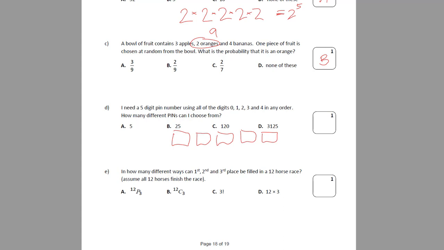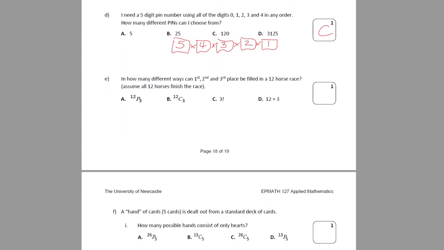How many different pins can I choose from? Well, how many different first digits could I have? Any of these 5. Since I can't repeat, I've only got 4 left for the second digit, 3 left, 2 left, 1 left. The answer is 5 factorial. It's all of these. I'm doing this and this and this and this and this. 5 by 4 is 20, by 3 is 60, by 2 is 120. There's our answer.